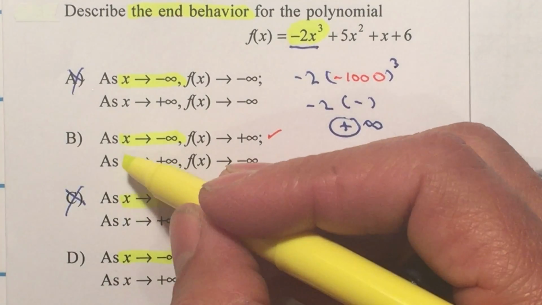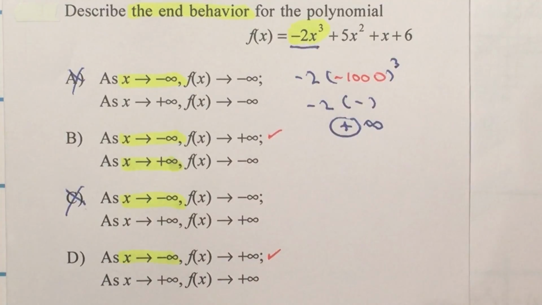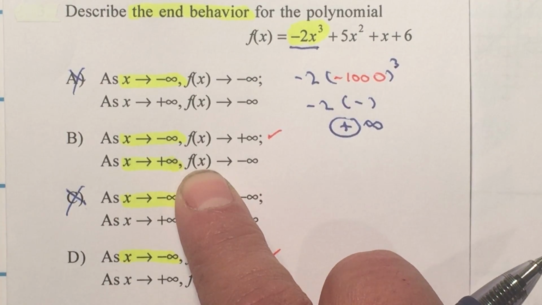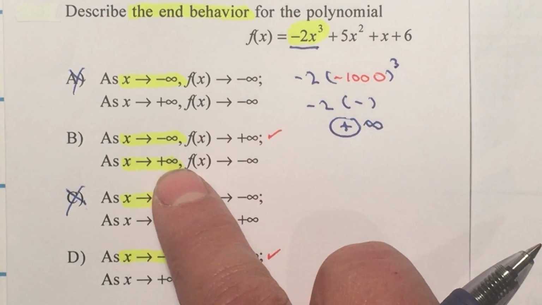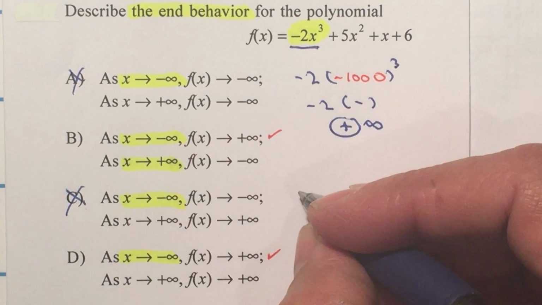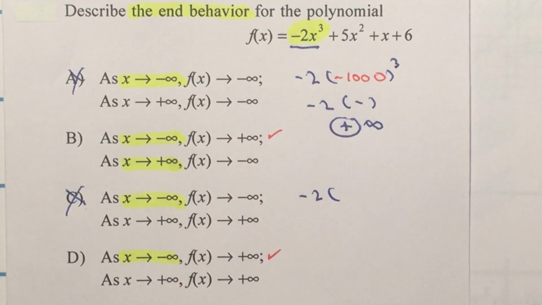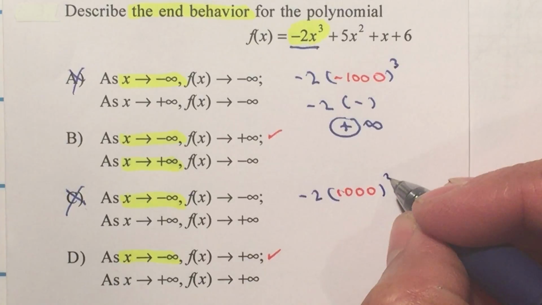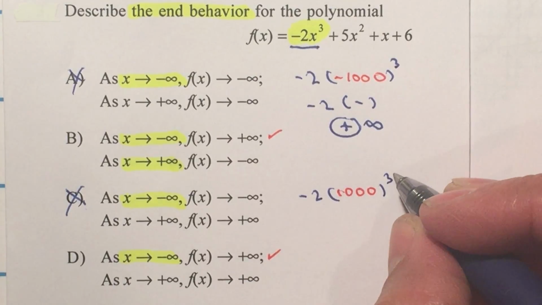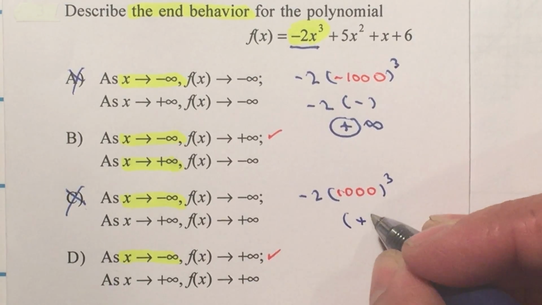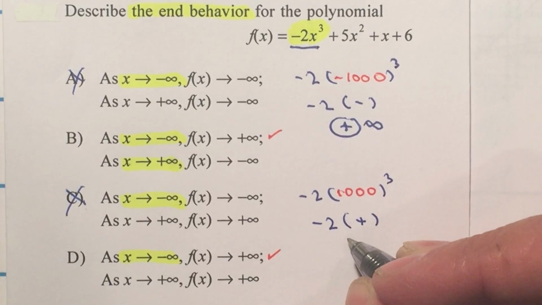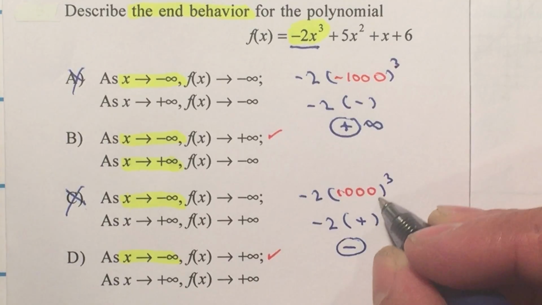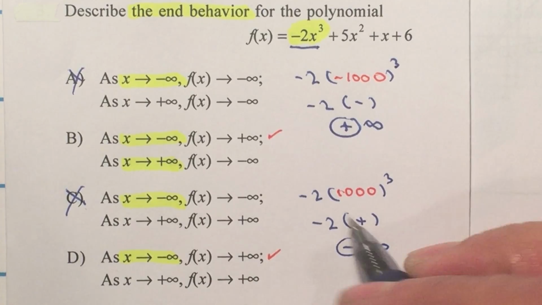Second line. As x approaches positive infinity, what does the value of f of x approach? So let's go and plug in a huge positive number. That'll be negative 2. I'm going to plug in a positive 1,000 to the power of 3. 1,000, since it's positive to the third power, is going to give you a positive number times a negative 2. Negative times a positive will be a negative number. Negative huge number, so it'll be negative infinity.